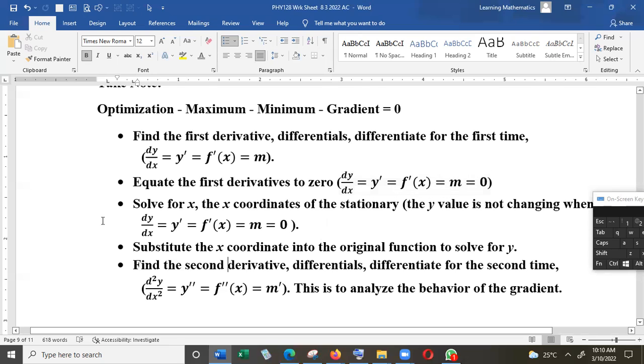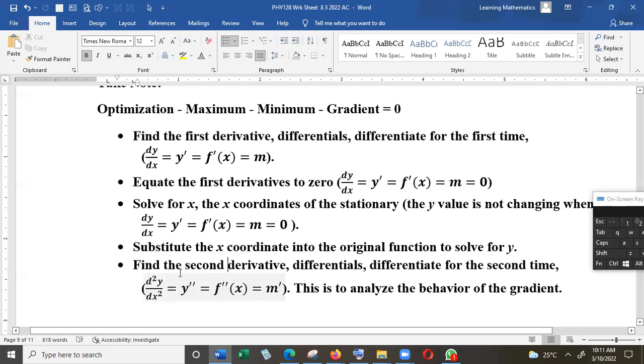And then now in the third step, you solve for x. You solve for the x coordinate at that maximum or minimum point. Okay, so you have the x coordinate. Then to get the y coordinate, you just substitute that x coordinate into the original function. And that will give you the y coordinate. So you have the points. It could be either a max or a min. But now you have to do another step to identify whether it's a max or min.